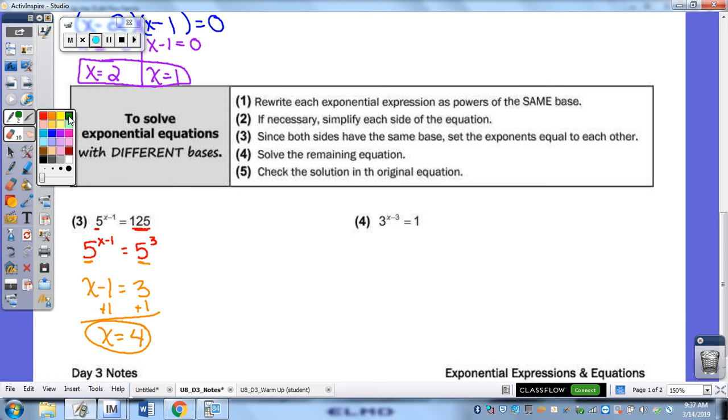So this is what we call our change of base rule. You just have to rewrite something so that it's in a different base. So at number 4, I have a 3 and a 1 as my bases, not the same number. So I have to rewrite the 1. And this is the one a lot of people tend to forget. Anything to what exponent is always a 1? 0. So this 1 over here is the same as 3 to the 0.